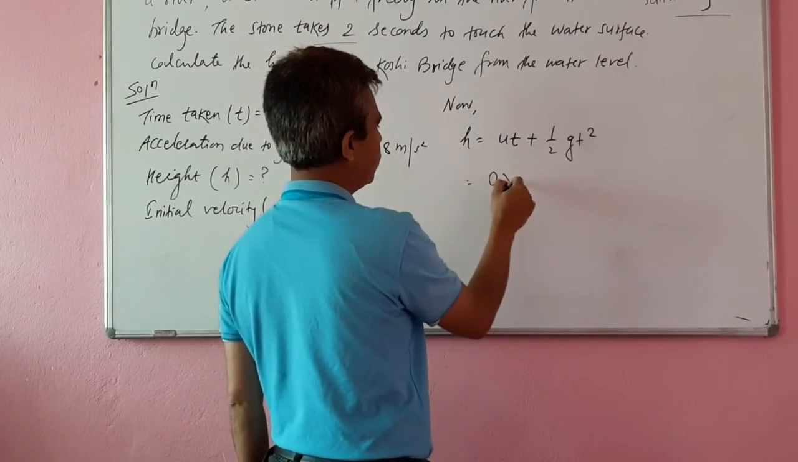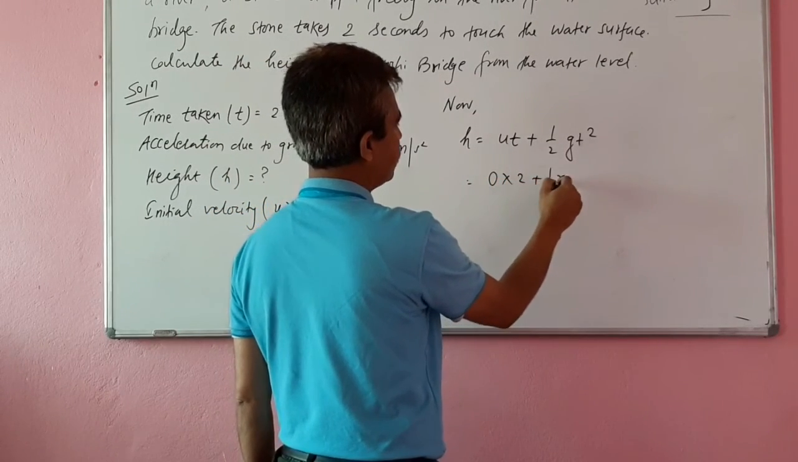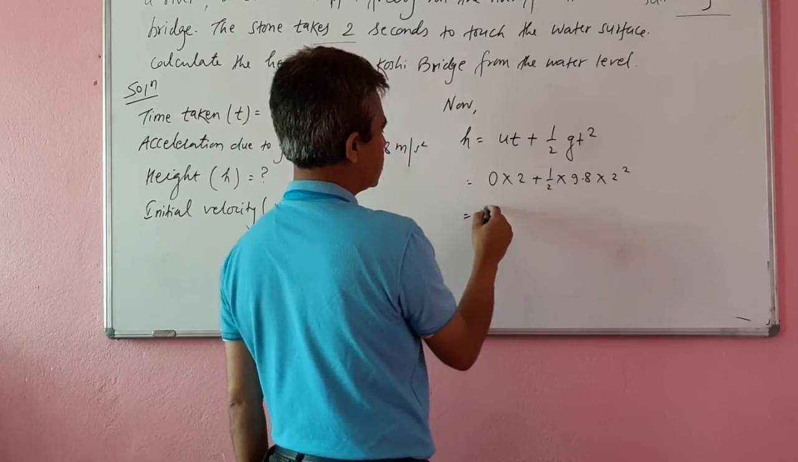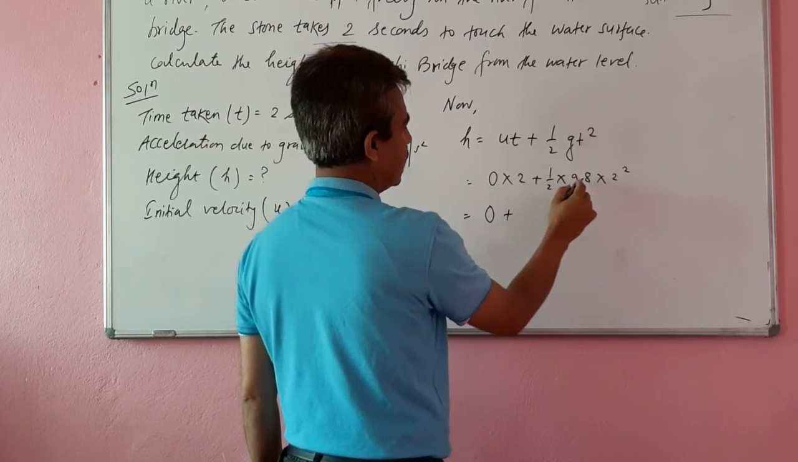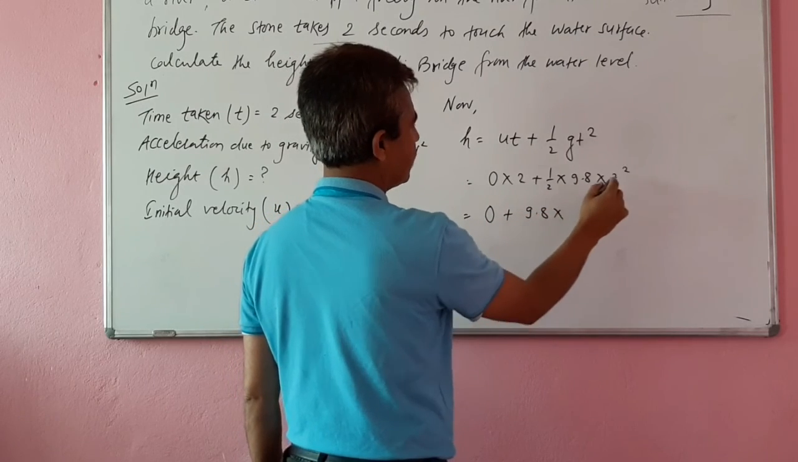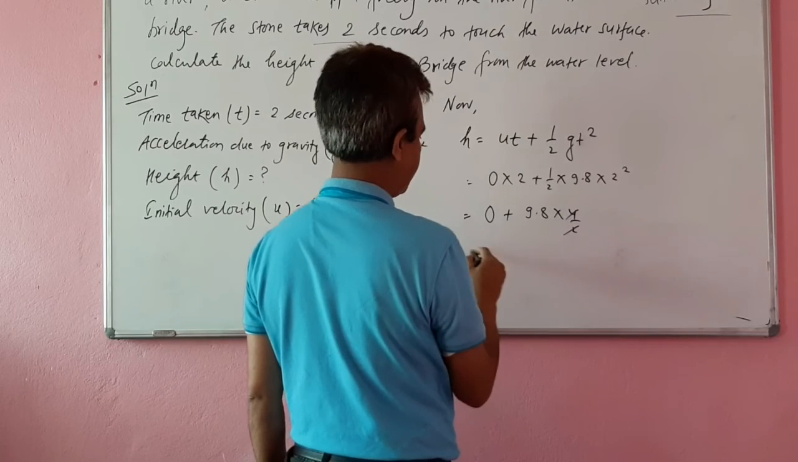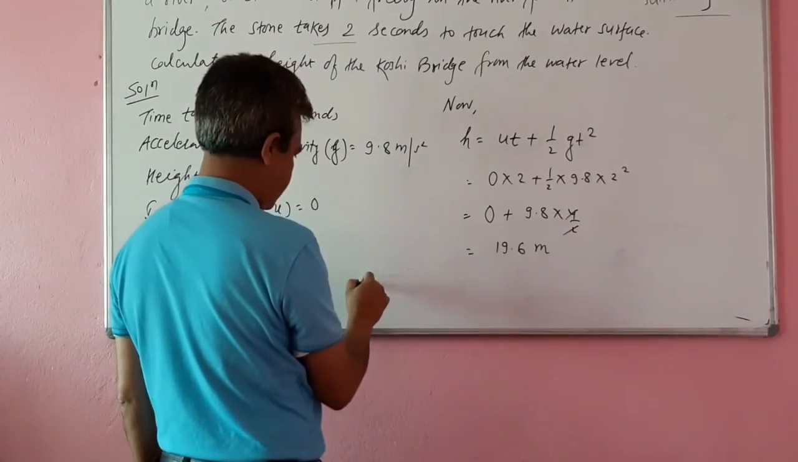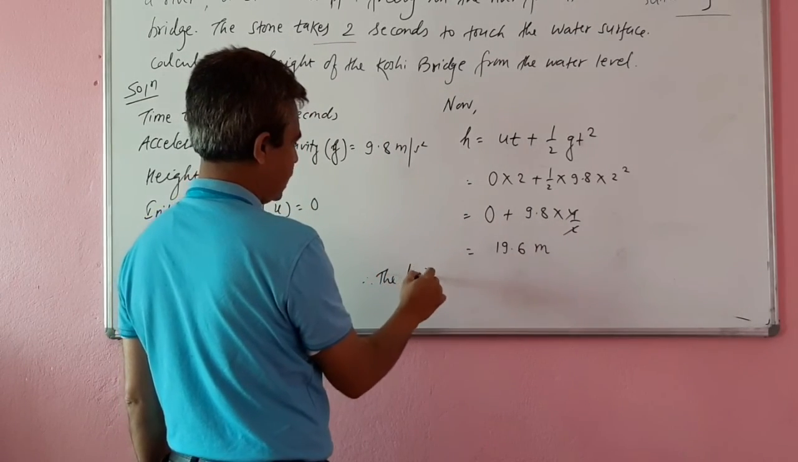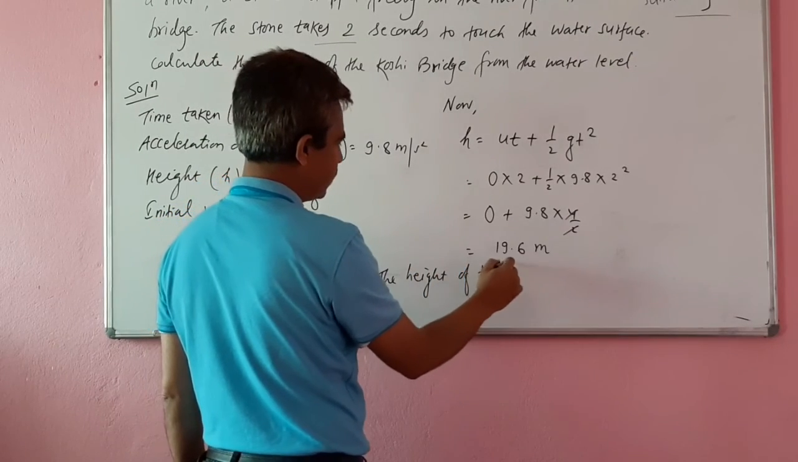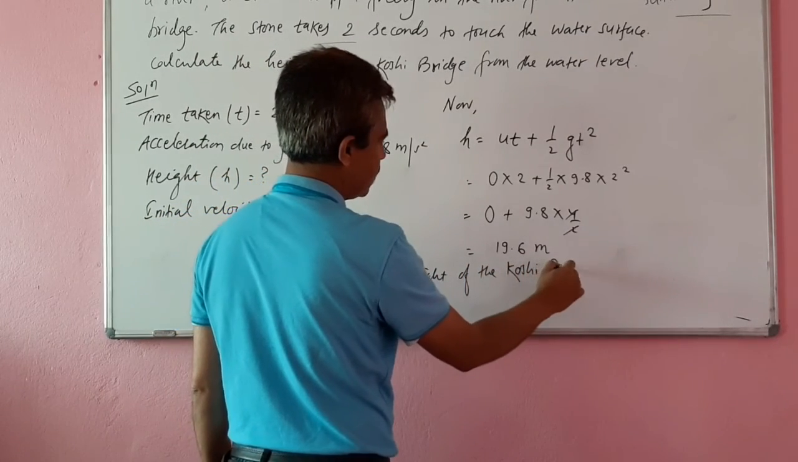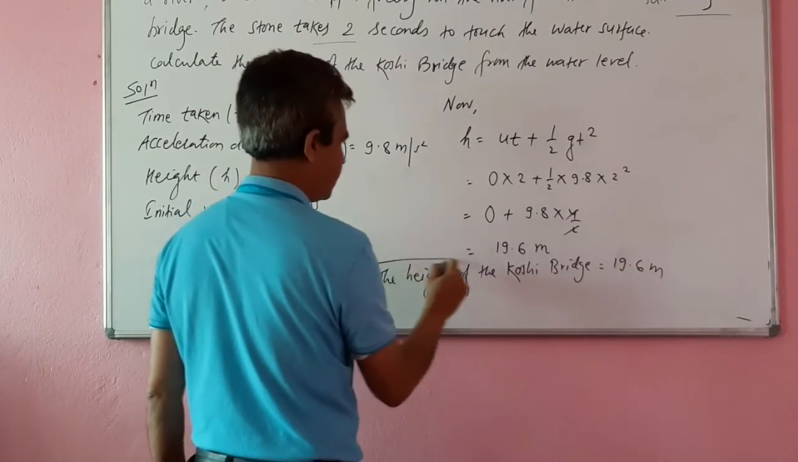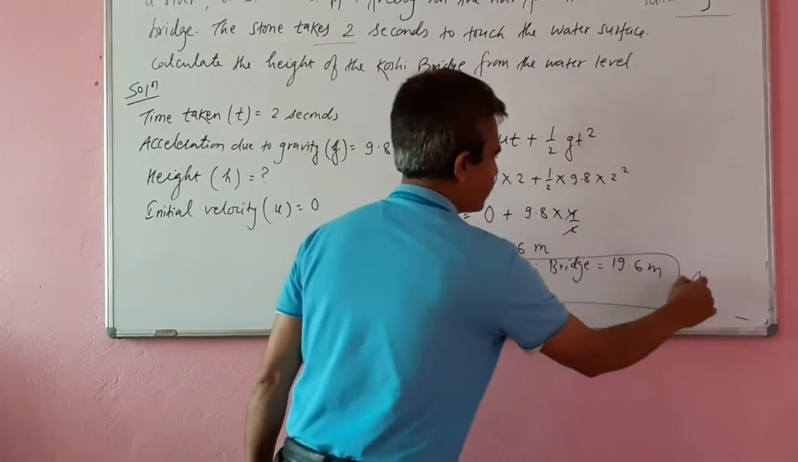U is 0 multiplied by 2, plus half times 9.8 times 2 square. 0 into 0 plus 9.8 multiplied by 2 square is 4 by 2, 19.6 meter. Therefore, the height of the Kosi Bridge equals how much? 19.6 meter. This is the answer.